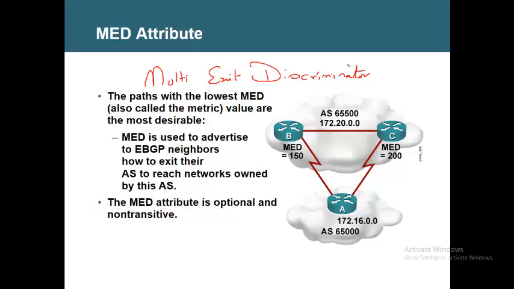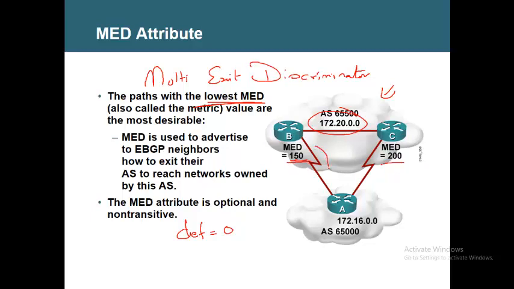But the owner of the network, who is this? This is the owner of the network, this autonomous system. They can influence you by setting MED lower. The default MED value is 0. Now lower is preferred, because here it is 150 and here it is 200.